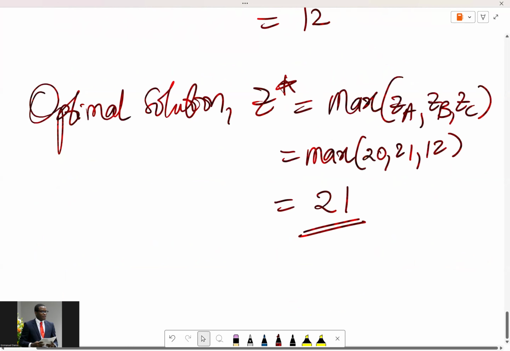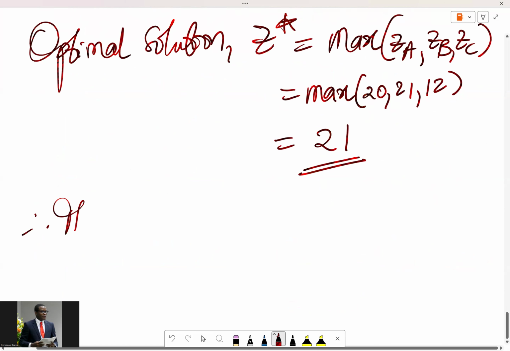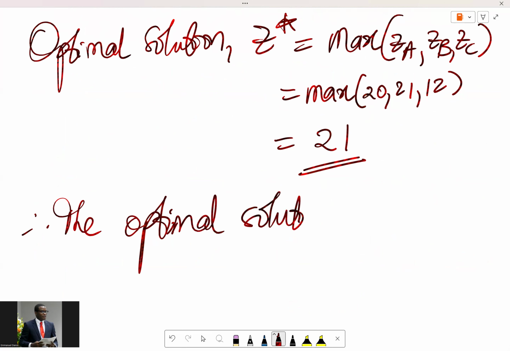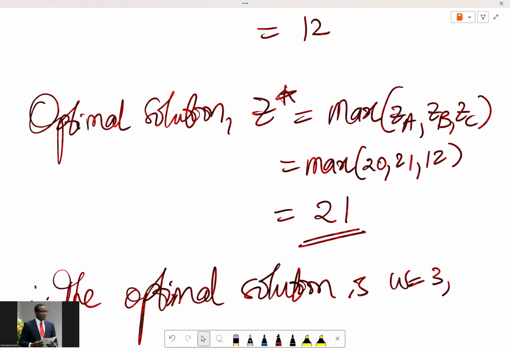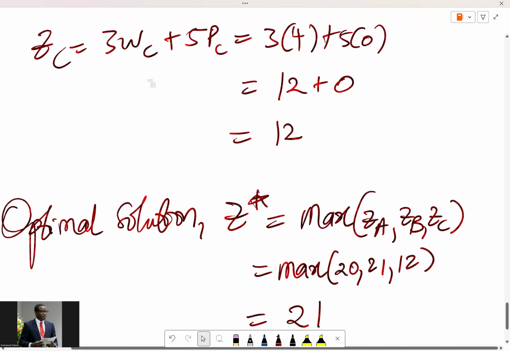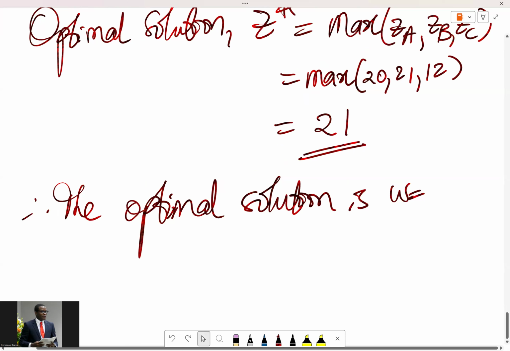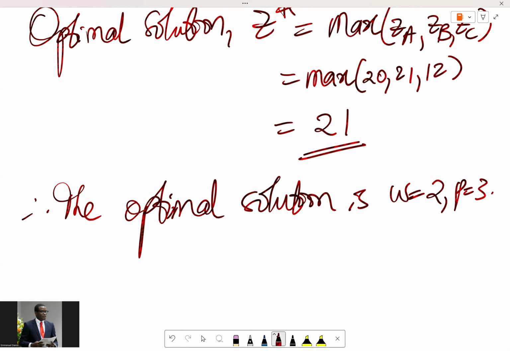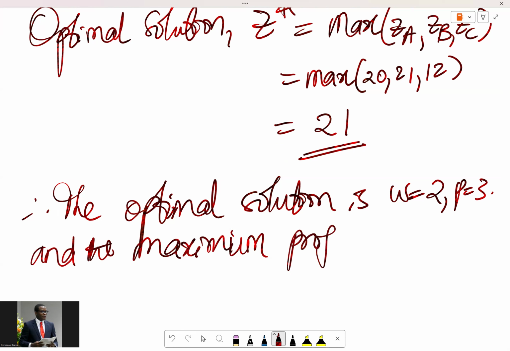Okay, so you can now say, therefore, the optimal solution is W equals 3, right? W equals 3. Yeah, sorry, W equals 2. W equals 2, P equals 3, and the maximum profit is Z equals 21.